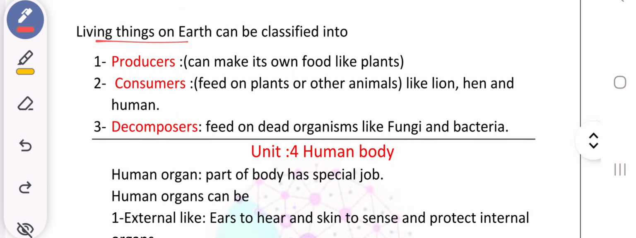The next one, living things on the earth can be producers like the plants, which can make their own food. Consumers like animals feed on plants or other animals. Decomposers feed on dead organisms, like fungi, bacteria, and so on.